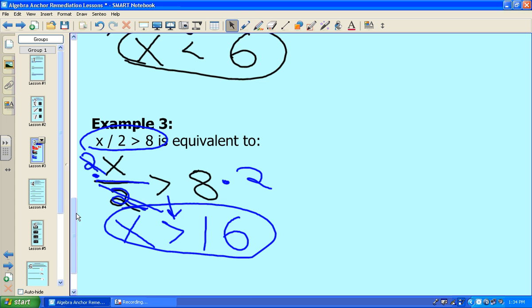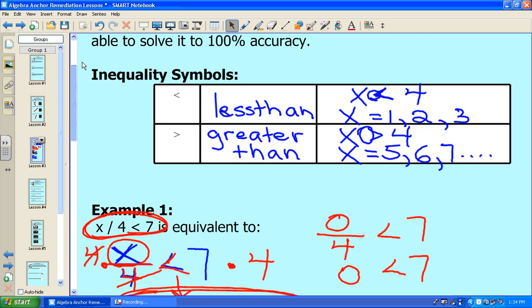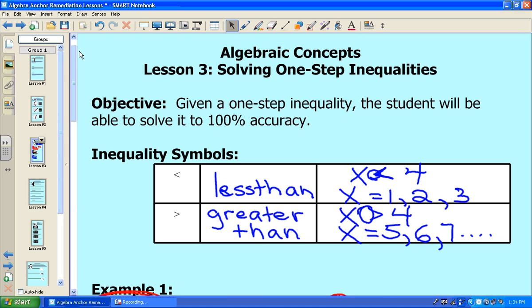Okay, at this point, what you should understand is how to solve a one-step inequality to 100% accuracy. So if you understand, you may go on to the next video, or if you don't understand, you may replay the video again.